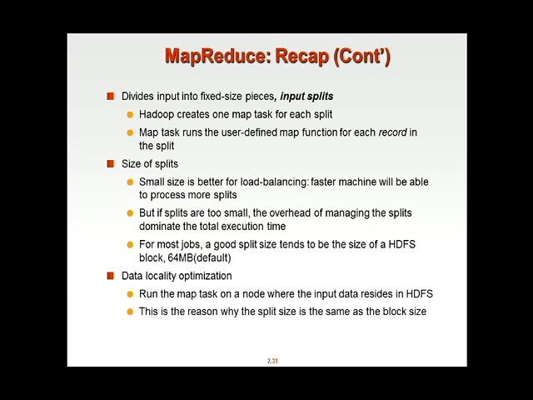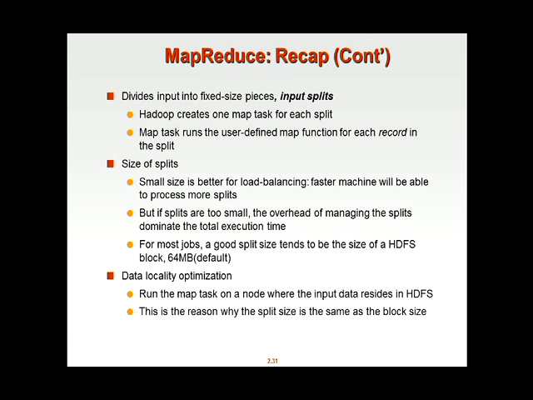And within each mapper, remember that the map function deals with one key value pair, one record. Now, how to decide the size of the split is very important for efficiency. A small block is better for load balancing because the faster machine can process more splits, right? But if the splits are too small, then we need to manage the splits, and the management overhead will dominate the total execution time, so we cannot make very small splits.